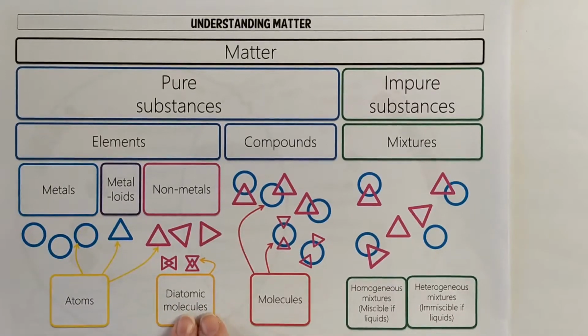Some atoms like to stick together with other atoms of the same element in twos, and they are called diatomic molecules. At a later stage, it's possible to look at how atoms can undergo chemical reactions to form molecules, which are the smallest particles of chemical compounds.